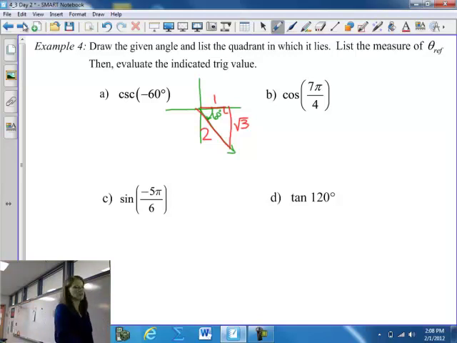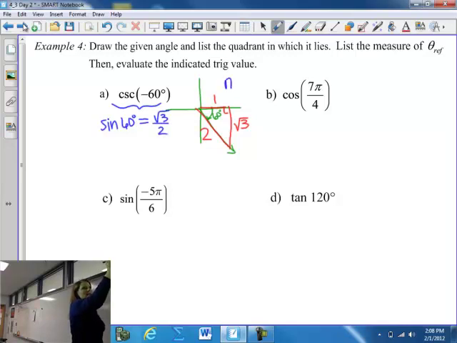Now we're ready to ask, what did the question ask for? They ask us for the cosecant. If I need the cosecant, that's the reciprocal of the sine. So let's find the sine of the 60 degrees first. Notice I'm going to ignore the negative 60 for right now because I already have my triangle all set up. So what's the sine of 60 degrees? It was y over r. Square root of 3 over 2.